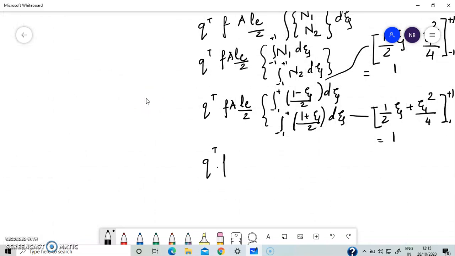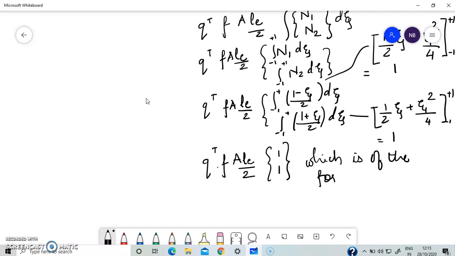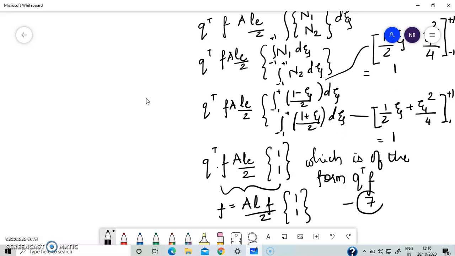So we get Q transpose into the body force F into area of the bar element, length divided by 2, and the vector 1 1, which is of the form Q transpose into F, where F is the body force vector given by A L F by 2 1 1. This we will call equation 7.